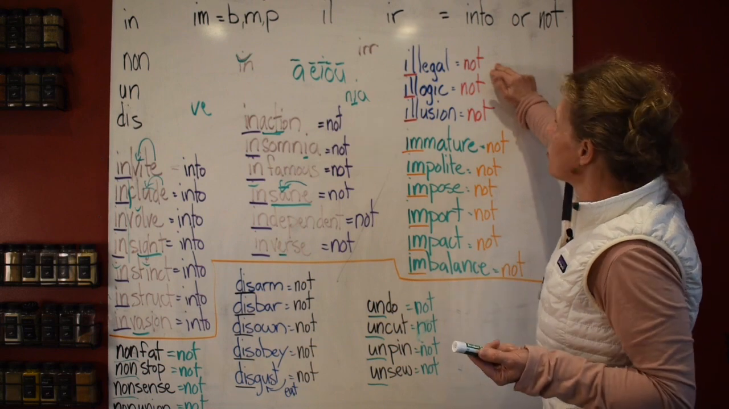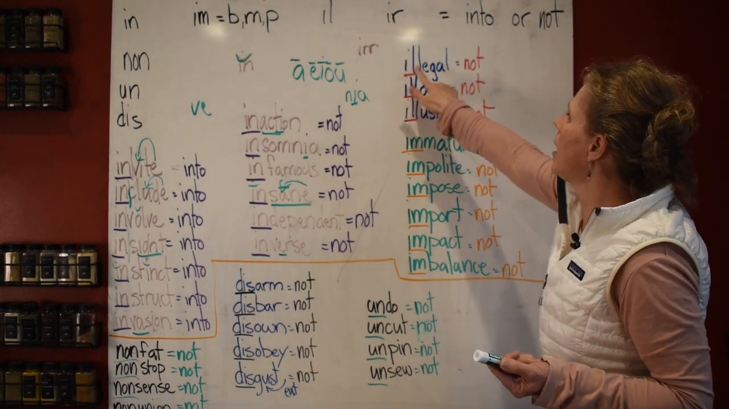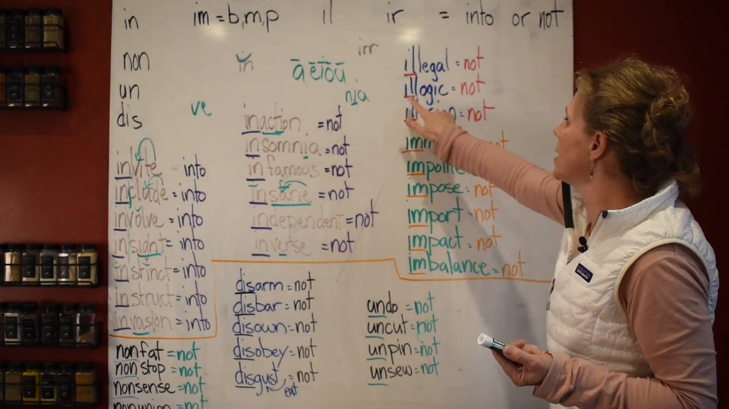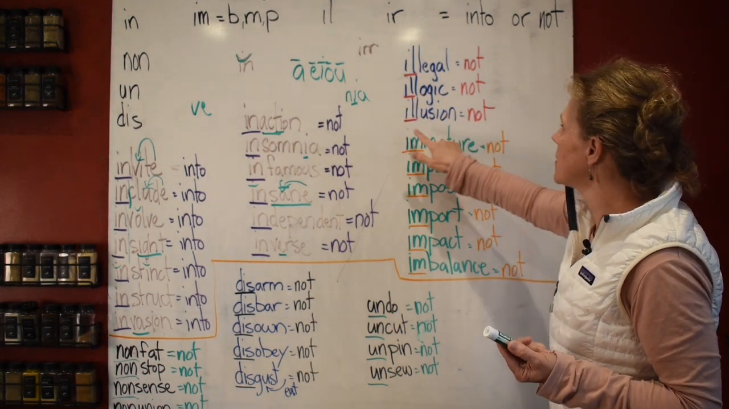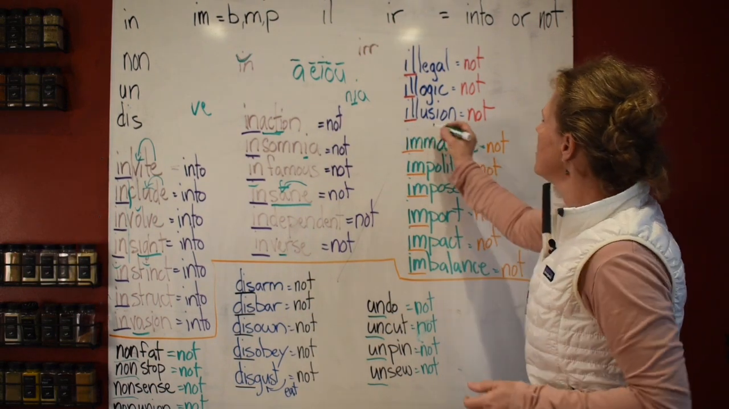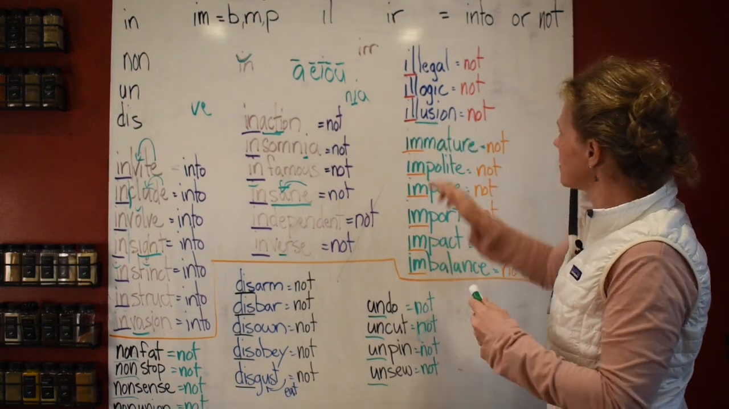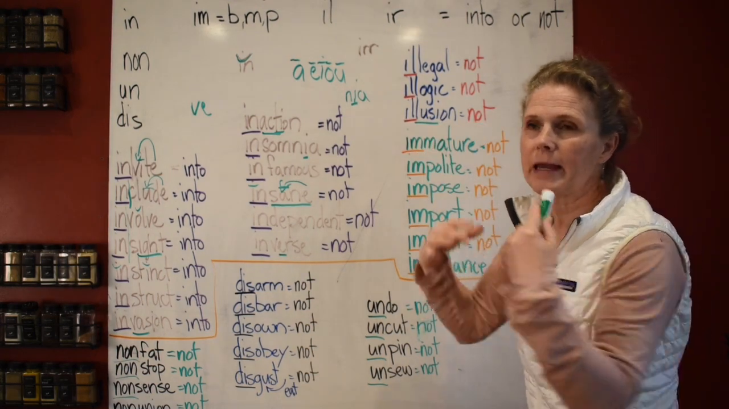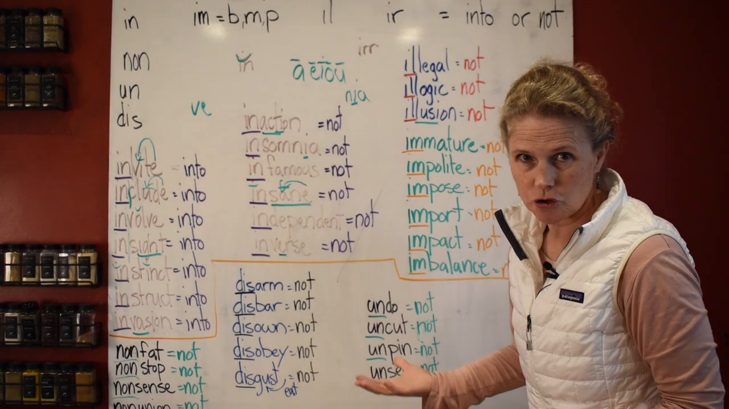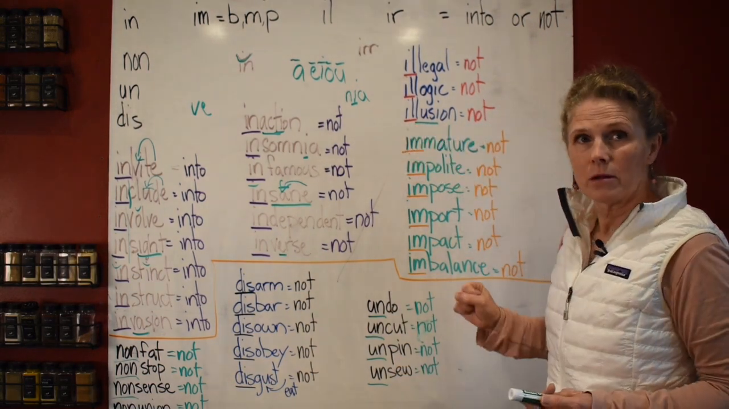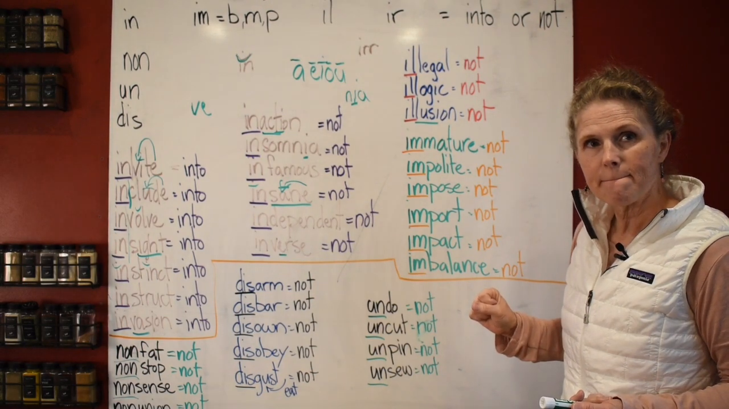Now, here's some more. Illegal, not legal. Illogic, not logic. Illusion, not. And this is your Latin root right here. It's easy to understand with that. Illusion is making something false that looks like it's true. Okay? So that means not. Yeah, like sometimes in a dream you could have an illusion.